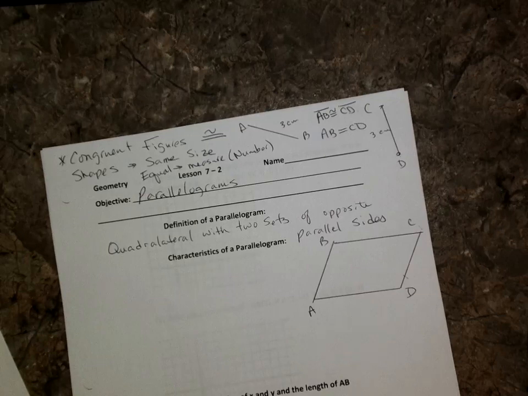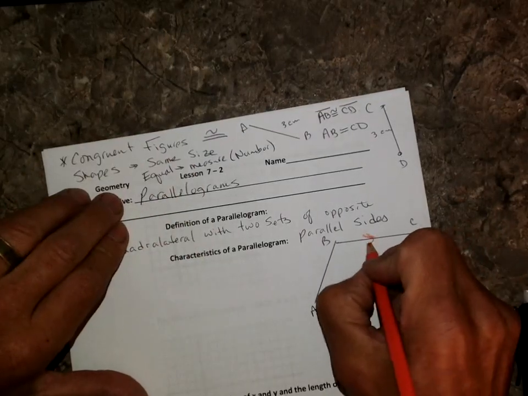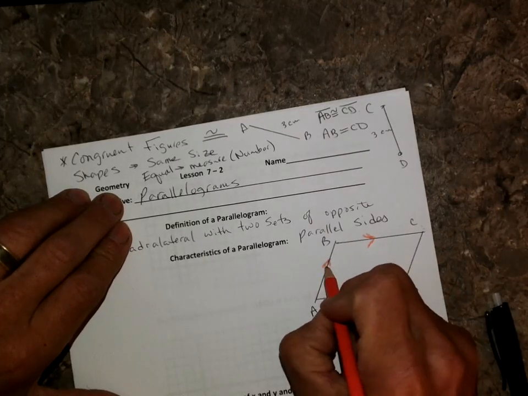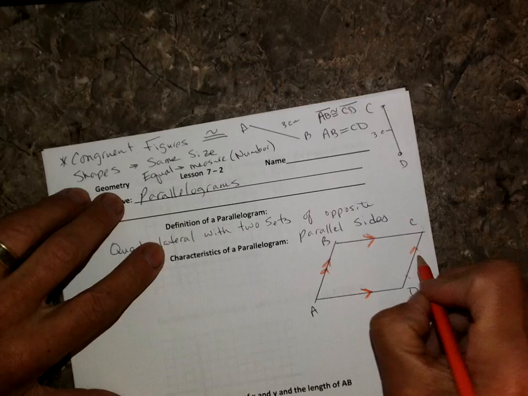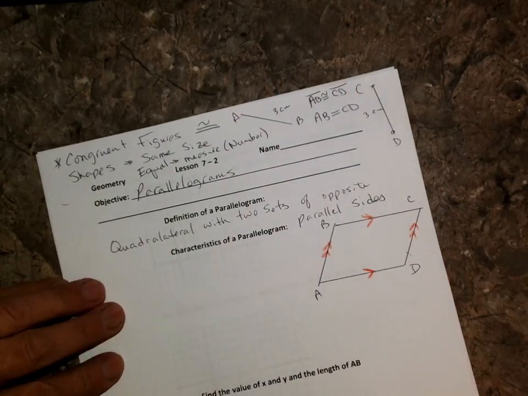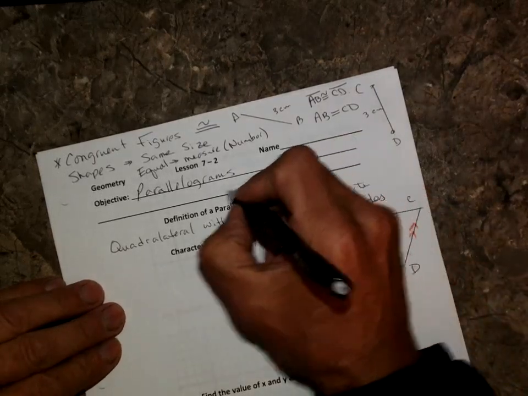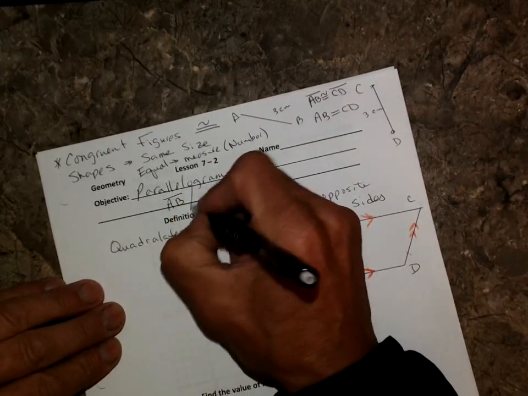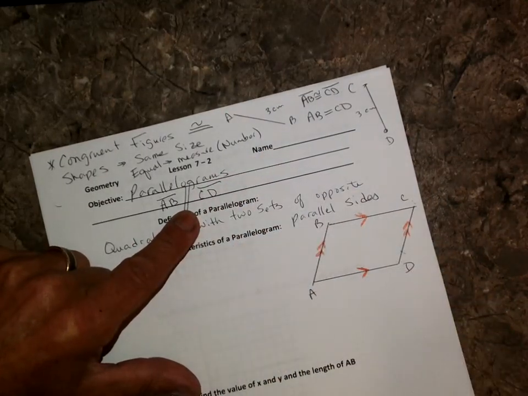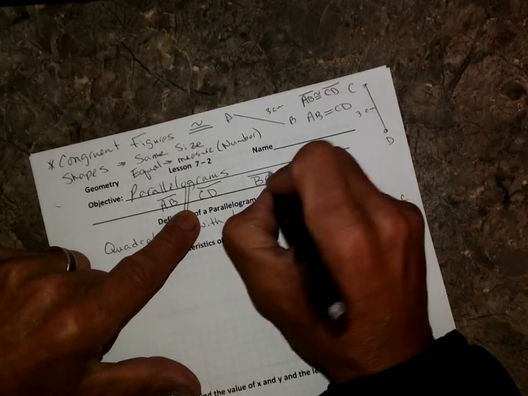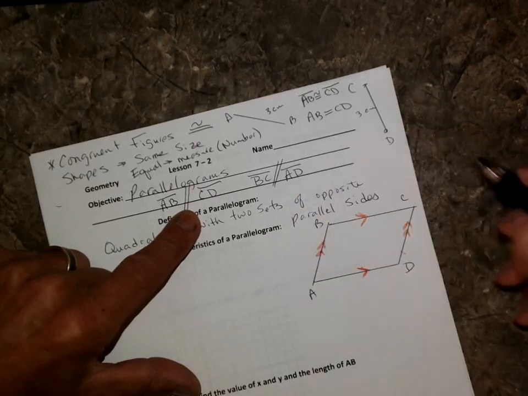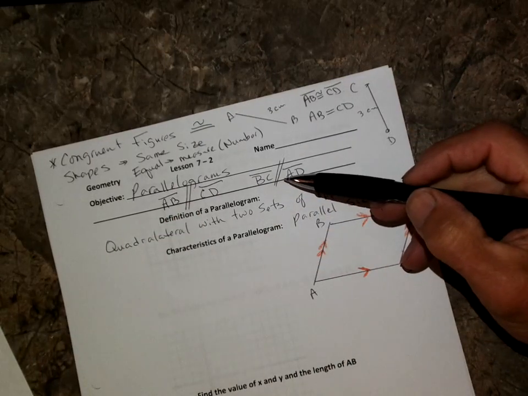By the definition, I know that this side, we use little arrows to show it, is parallel to this side, and this side is parallel to this side. And I can just write that. See the arrows? So symbolically, I can say that AB is parallel, see that little symbol, parallel to CD, and I can also say that BC is parallel to AD. See the little parallel symbol? That means parallel.